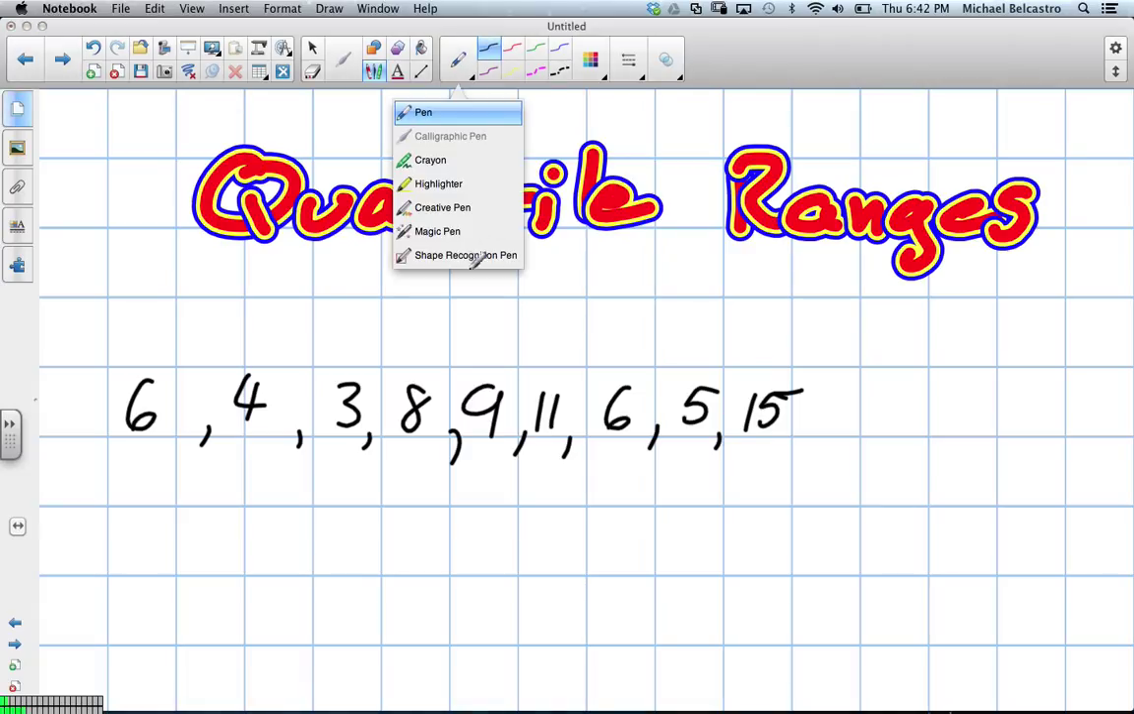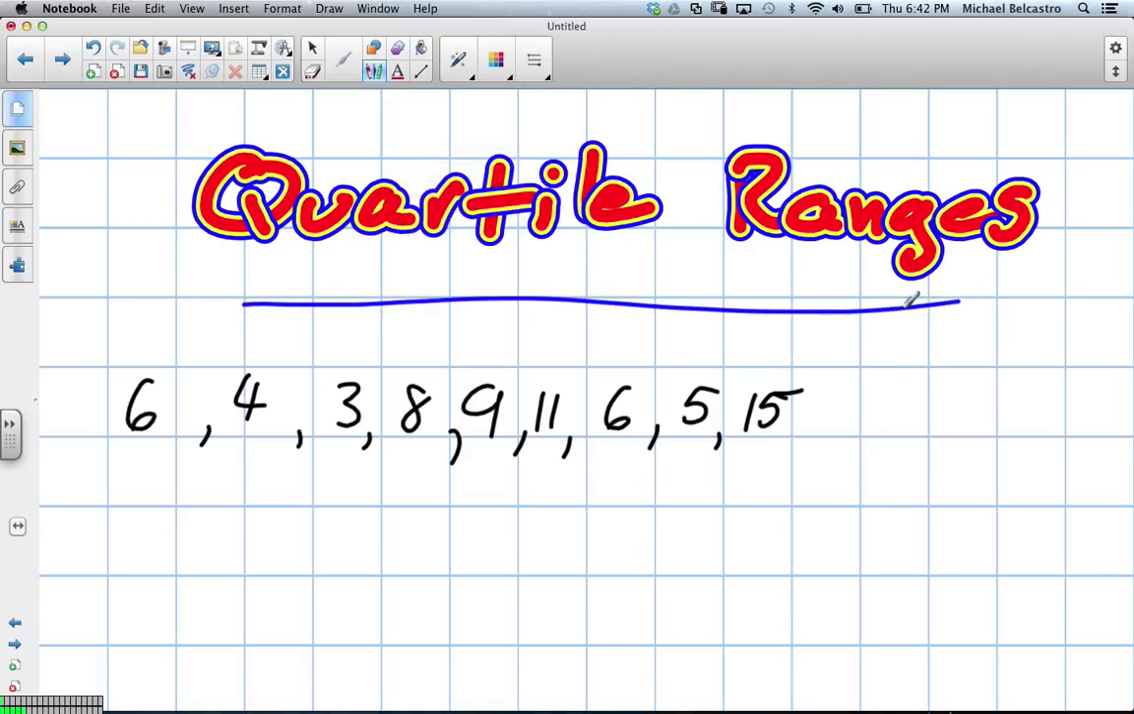Okay, so we're going to go over quartile ranges and how to separate them, and maybe even, if we get a chance, box and scatter plots. But okay, first things first.